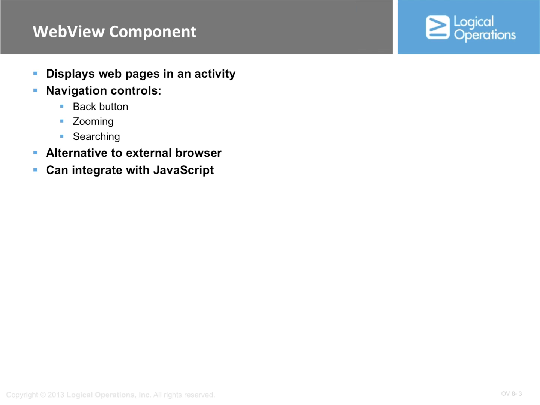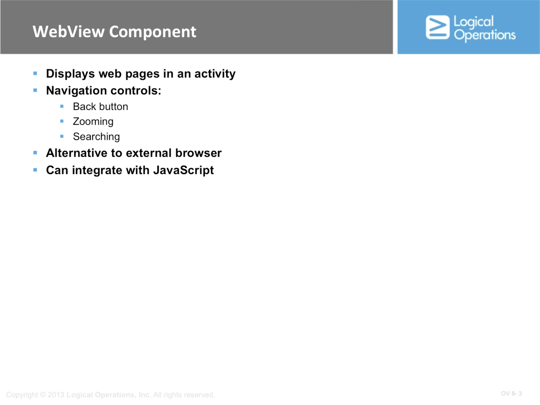So what does it do? It displays web pages in an activity. So the Windows-level correlation is that it's like doing a netstat. It shows me everything that's up, live, and running. It has basic navigation controls: back button, zooming, and search. It's an alternative to the external browser. Okay, so that is what the WebView component does.